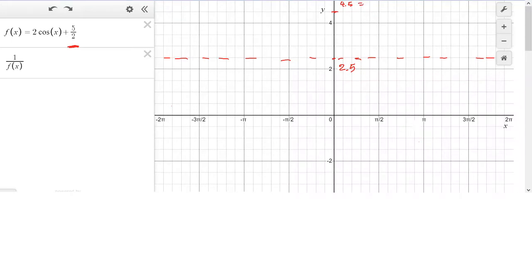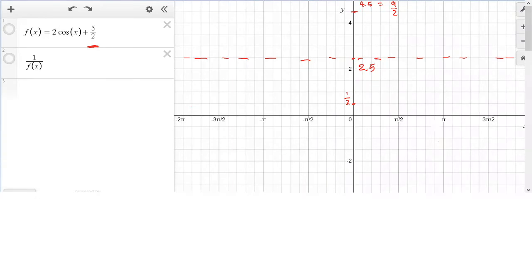I'm just going to write it as a fraction because we're actually going to need that eventually. 4.5 would be 9 on 2. And then it'd go down to 0.5 or a half. So that would be here. I'm just going to draw that in as a half.